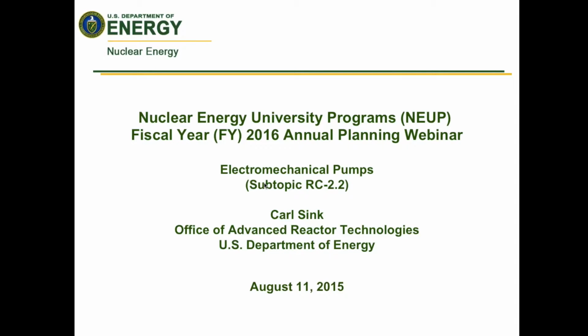So our third topic for the Reactor Concepts area, RC 2.2, is electromechanical pumps. This is particularly applicable to liquid metal reactor systems, liquid metal coolants, sodium in particular, and lead-cooled fast reactors are the ones that this would be used in.